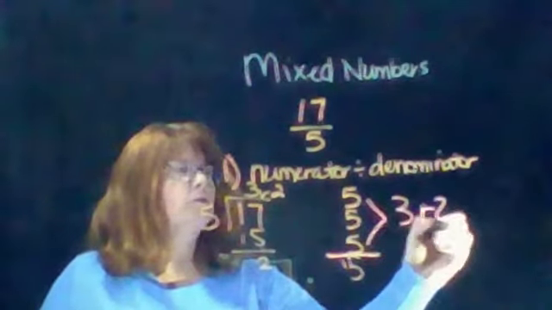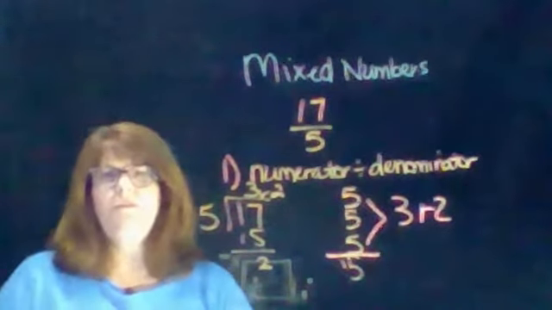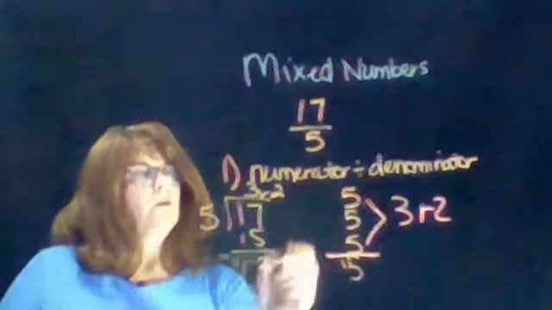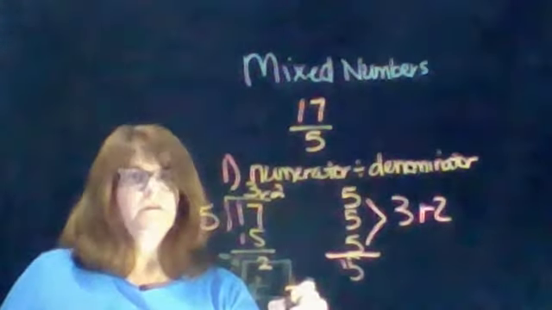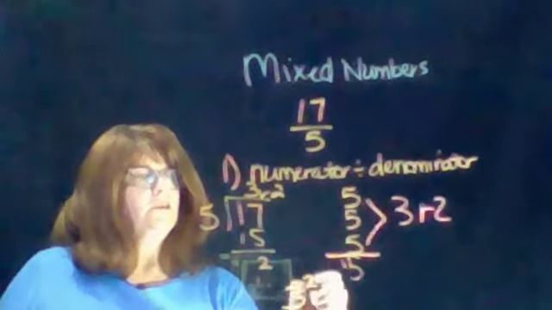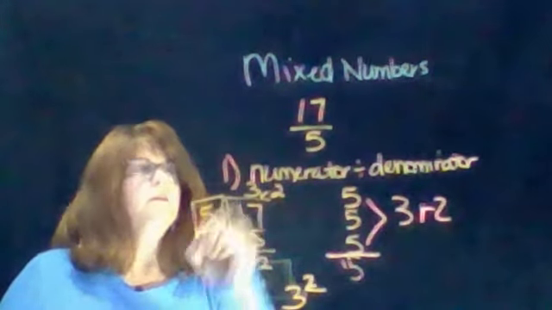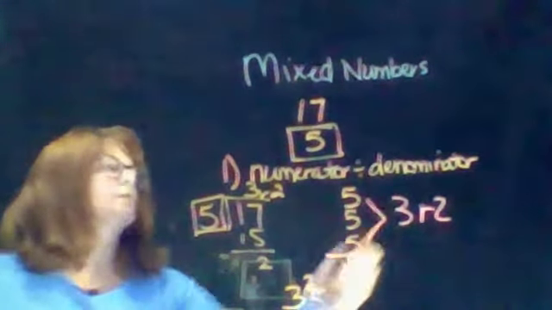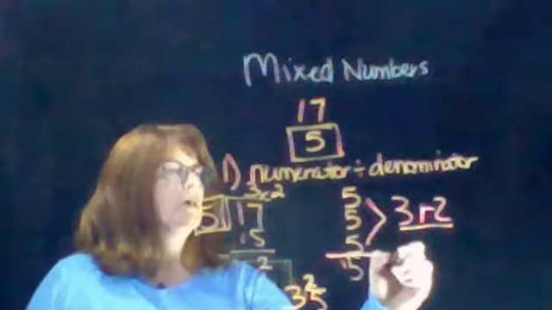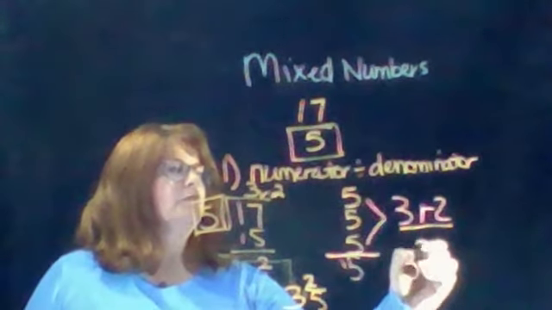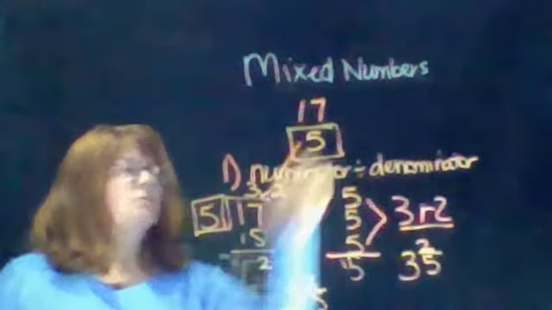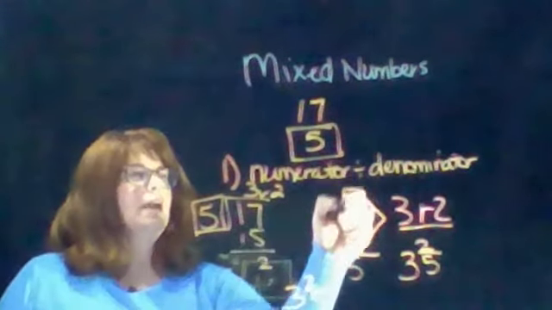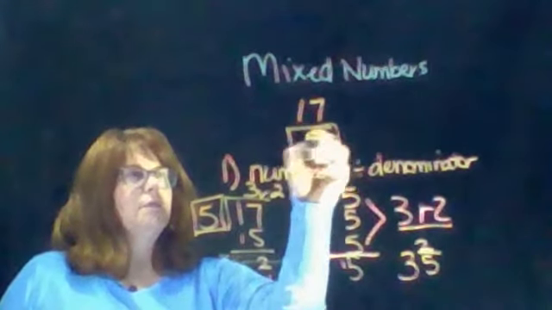Again, remainder 2. Now we need to look at what we do with that remainder. If we are dividing, we've got 3 remainder 2. The remainder becomes our numerator and our denominator stays the same. So 3 2/5. Same with here, 3, and we have 2/5 left when we subtracted them out of 17.